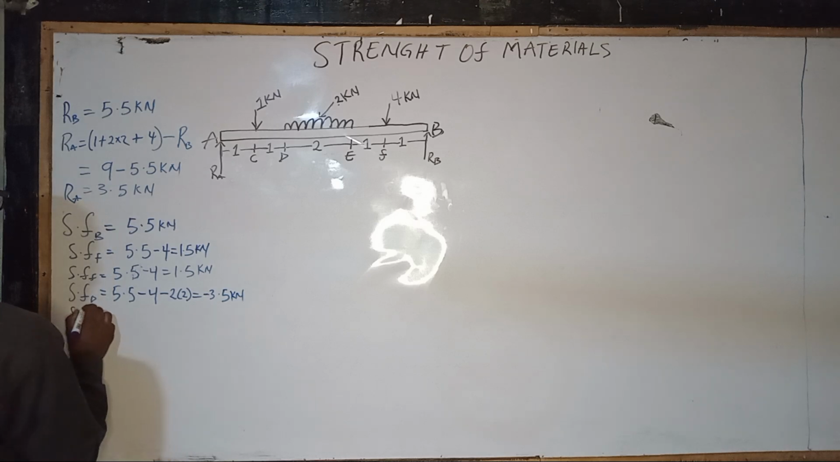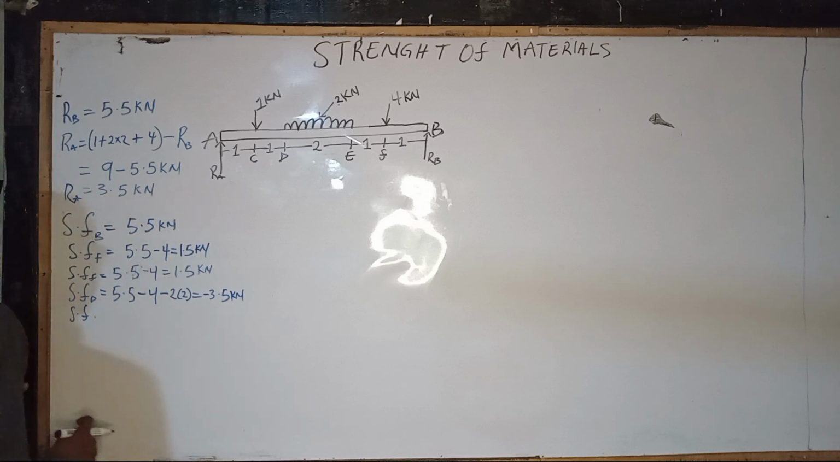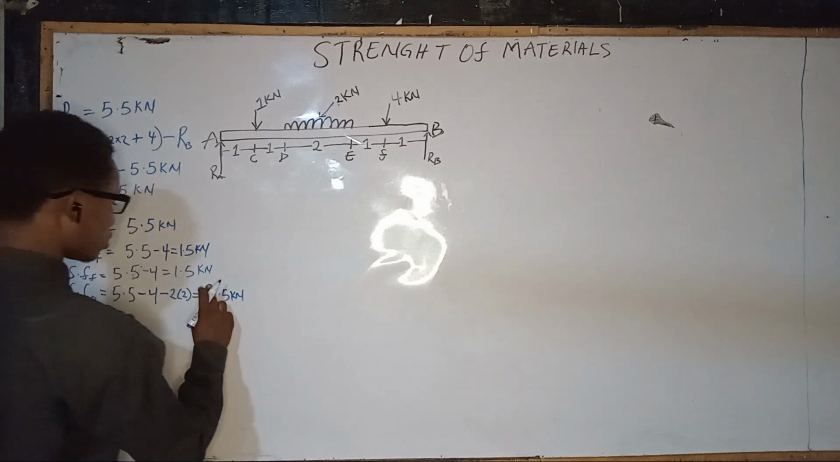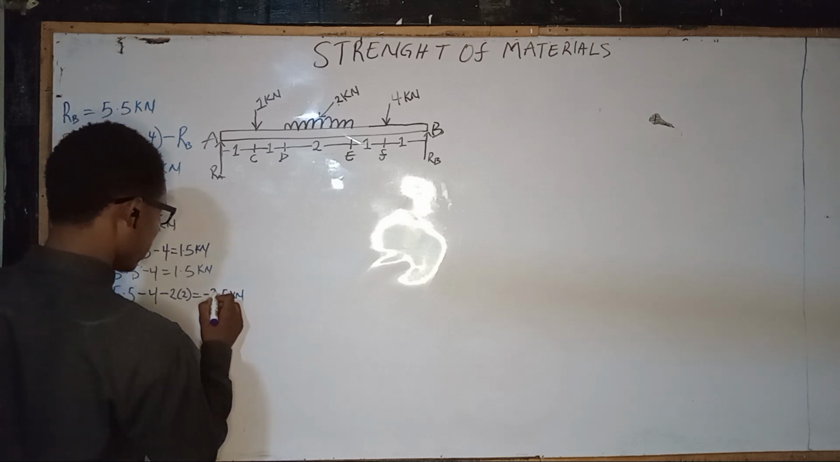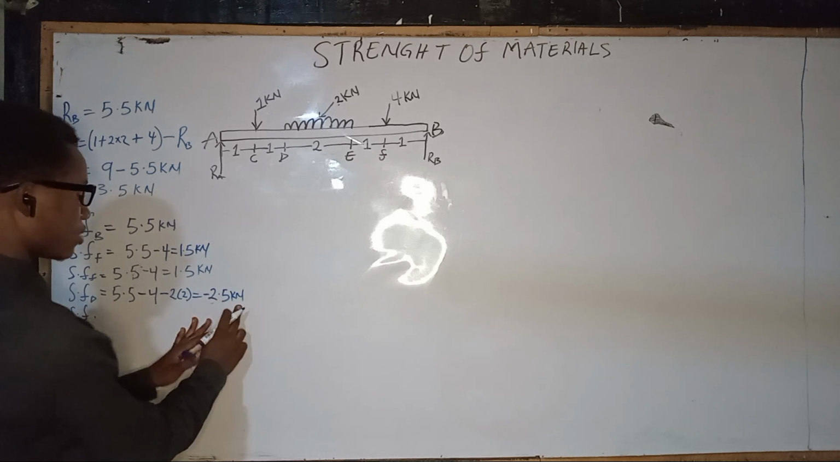We also have S of F at, we have S of, it is supposed to be minus 2.5. Yeah, if we minus this together, we have minus 2.5.